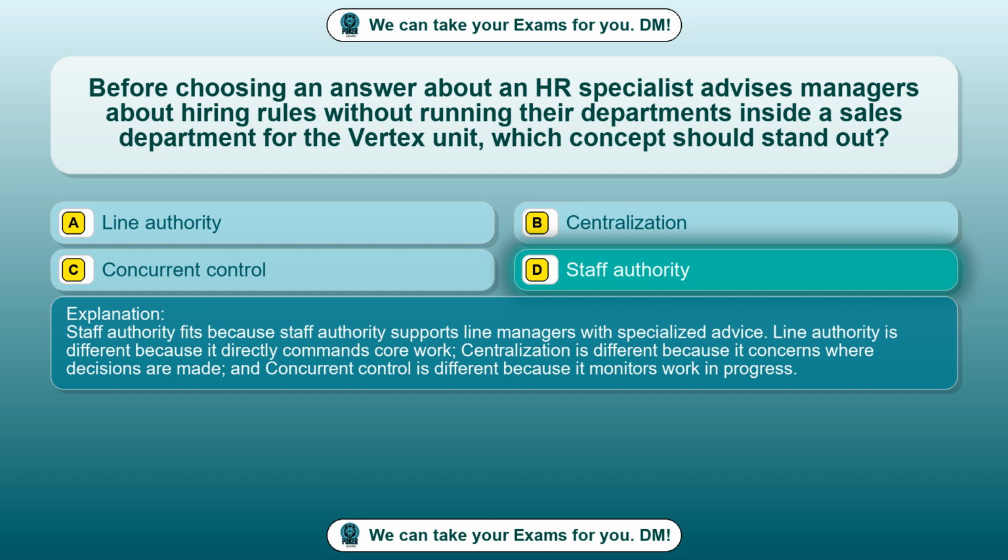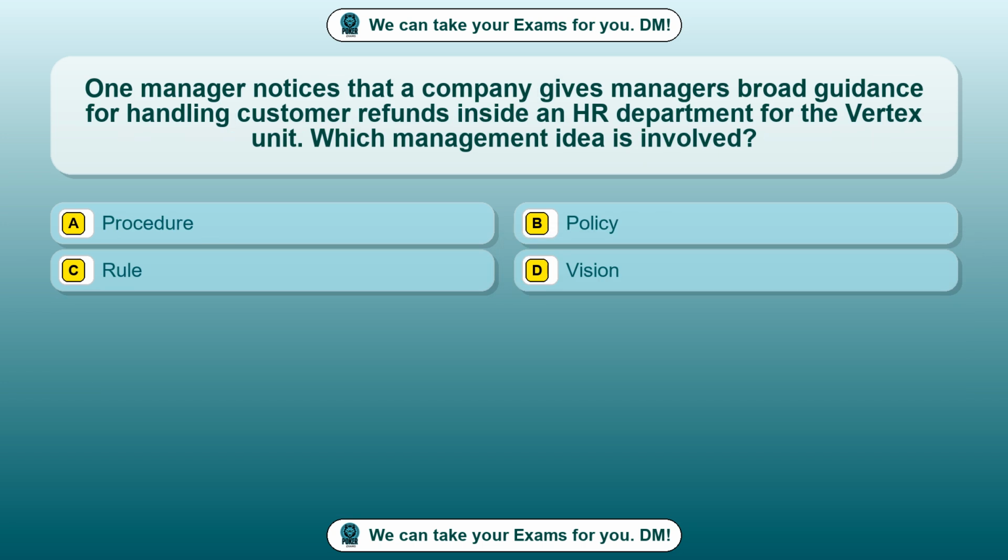progress. Question 85. One manager notices that a company gives managers broad guidance for handling customer refunds inside an HR department for the Vertex unit. Which management idea is involved? Option A, procedure. Option B, policy. Option C, rule. Option D, vision.